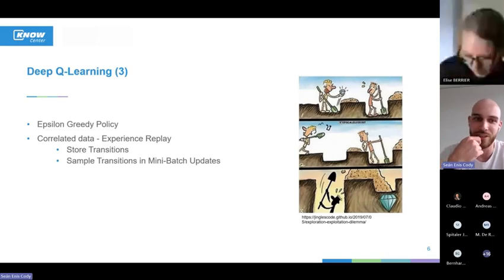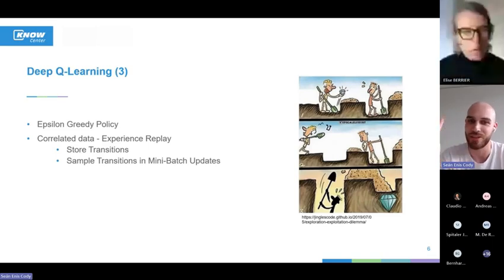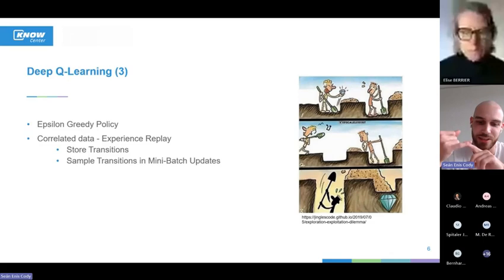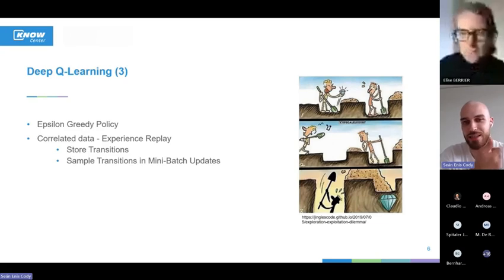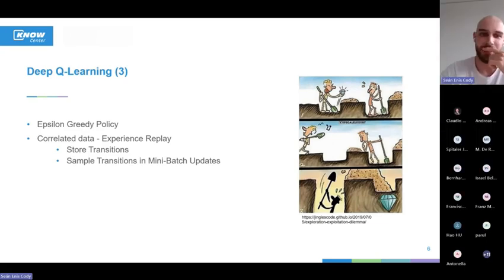And to avoid this correlated data, what has been introduced is an experience replay buffer. It's essentially a memory that stores transitions, where transitions are the current state, the current action you took, the reward, the next state, and the next action. By randomly sampling these transitions from this buffer or memory, you can do mini batch updates. And this basically makes deep Q learning more stable.